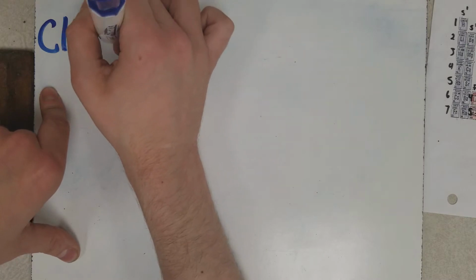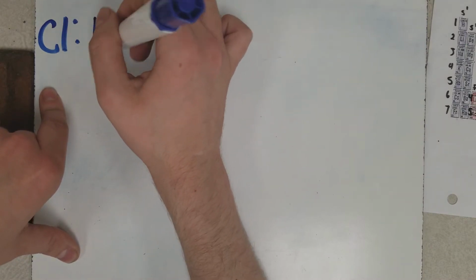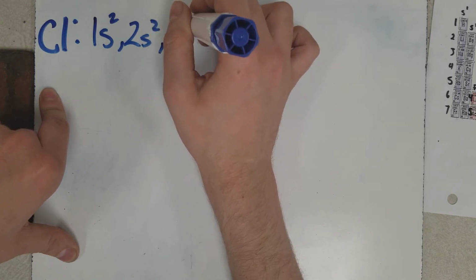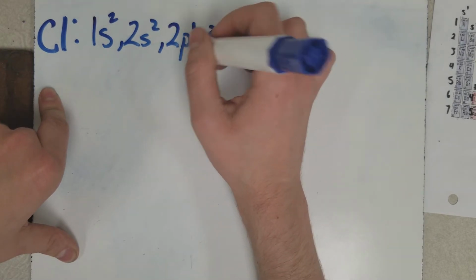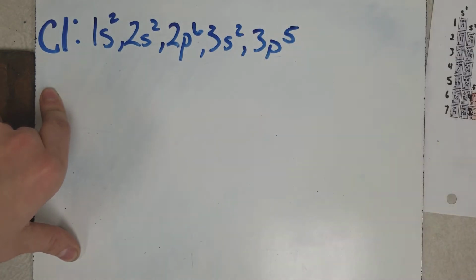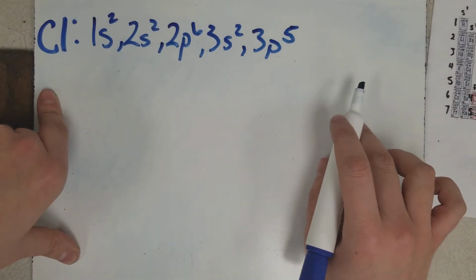So chlorine has the electron configuration of 1s2, 2s2, 2p6, 3s2, and 3p5. And there's all 17 of our electrons placed out.